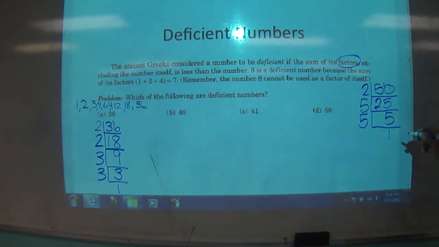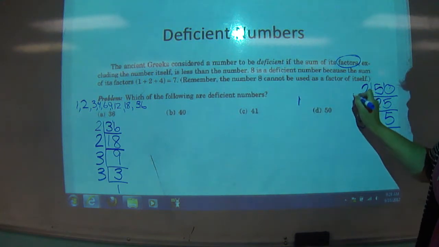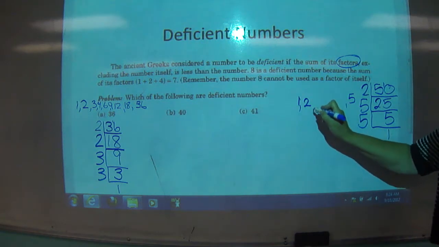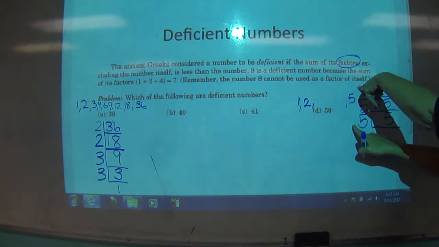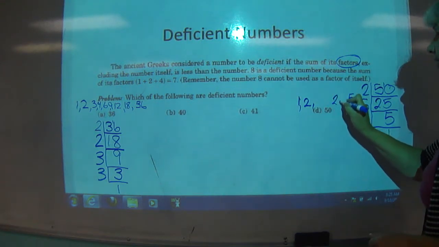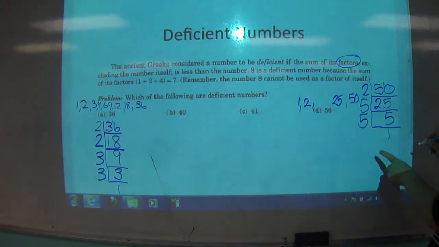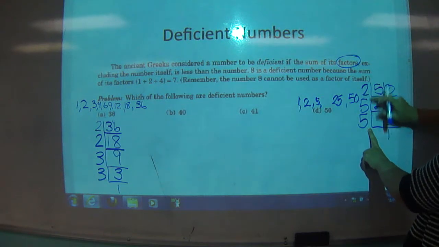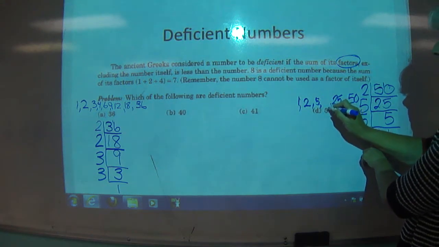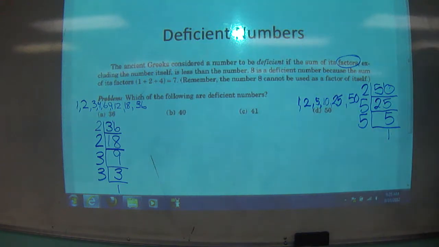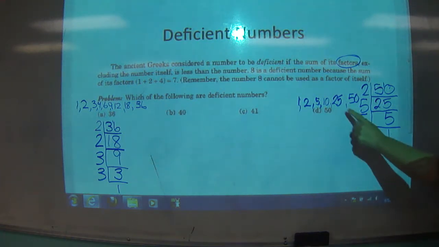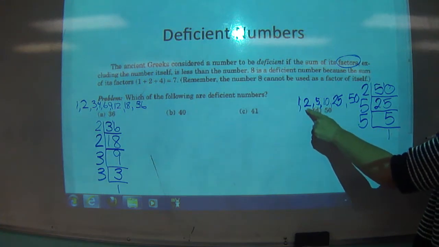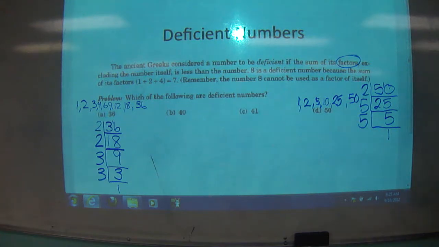All right? So, 1 and 50 go into 50. 2 and what? 2 and what's left? 5 times 5, which is 25. All right? 5 and what's left? 2 times 5, which is 10. Are there any other factors? No. So what's 25 plus 10 is 35, plus 5 is 40, 42, 43. That is deficient.